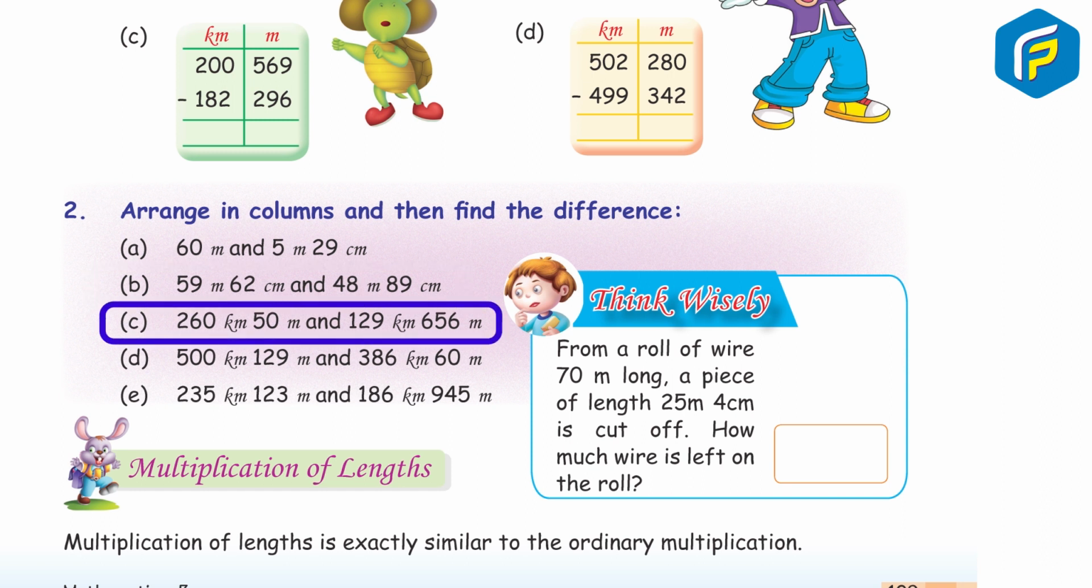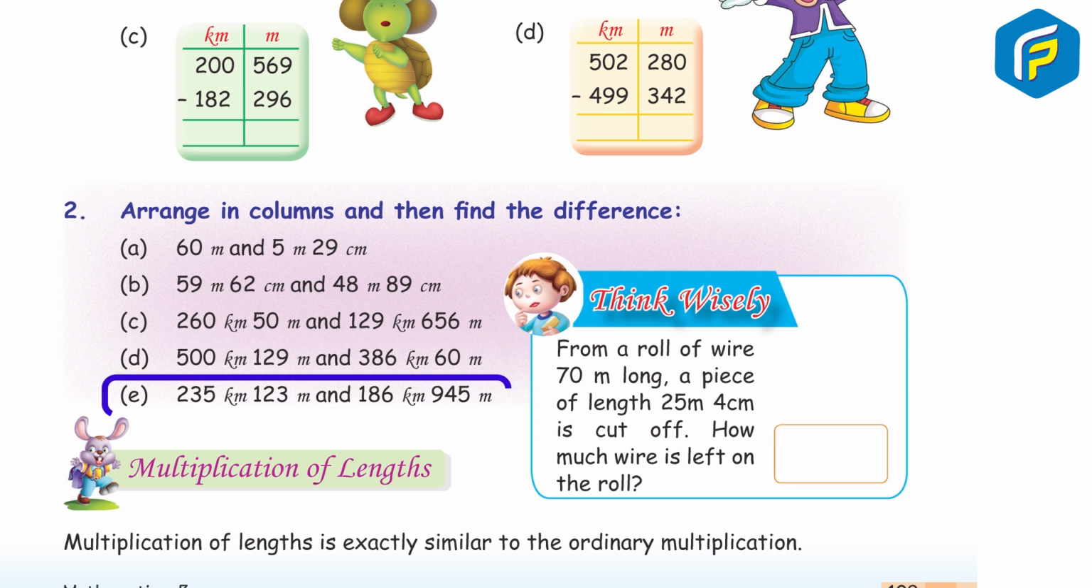C. 260 kilometer 50 meter and 129 kilometer 656 meter. Answer: 130 kilometer 844 meter. D. 500 kilometer 129 meter and 386 kilometer 60 meter. Answer: 1113 kilometer 529 meter. E. 235 kilometer 123 meter and 186 kilometer 945 meter. Answer: 48 kilometer 178 meter.